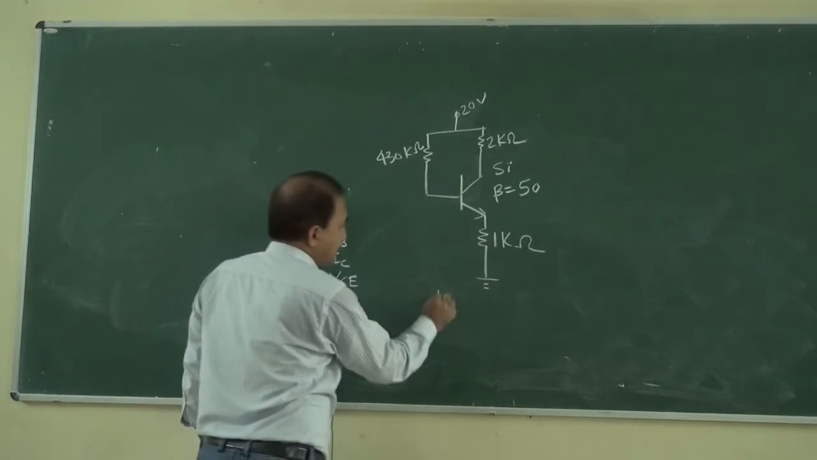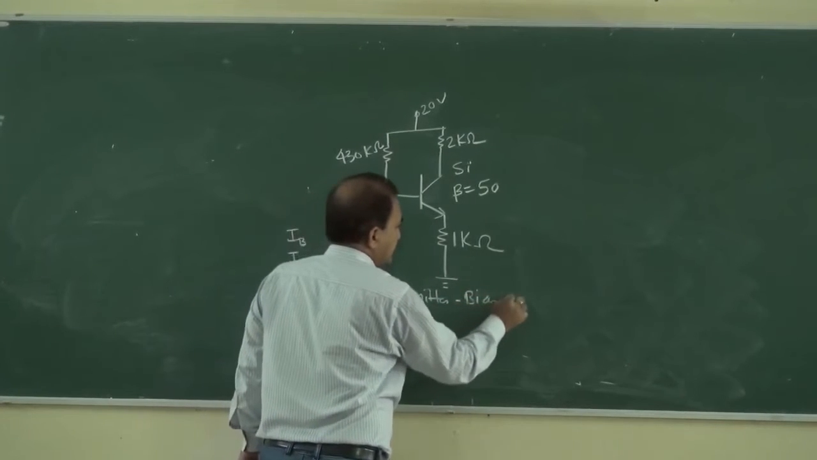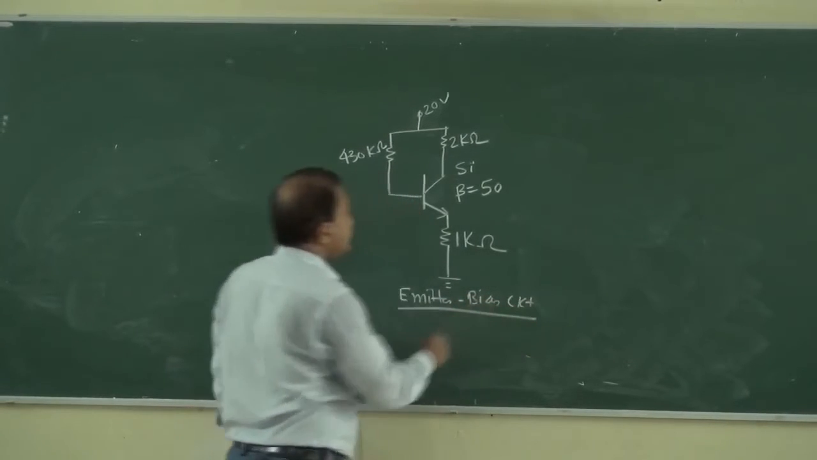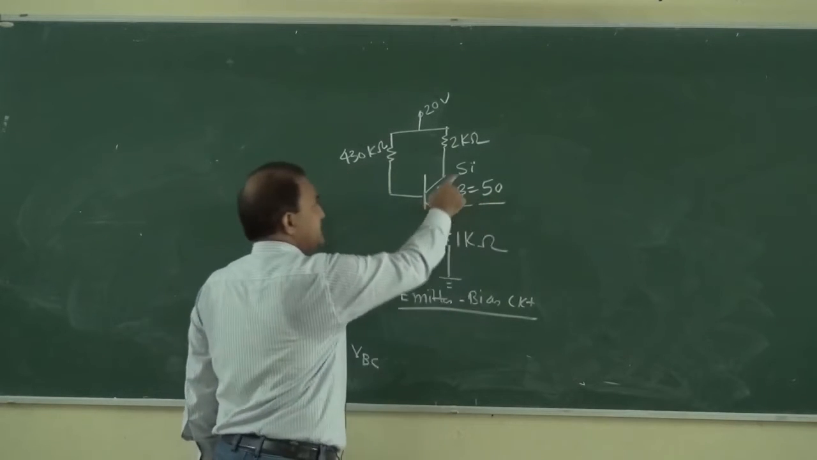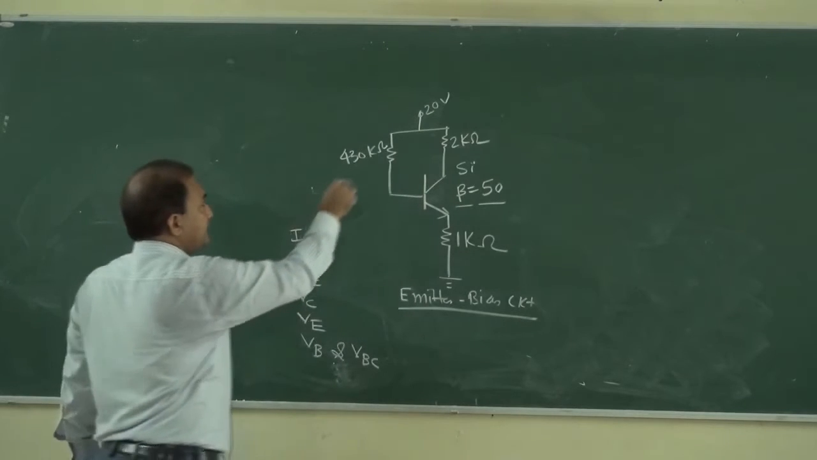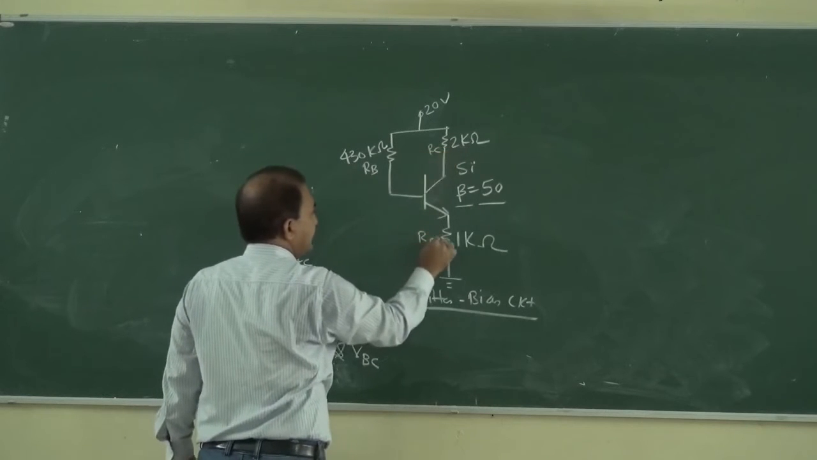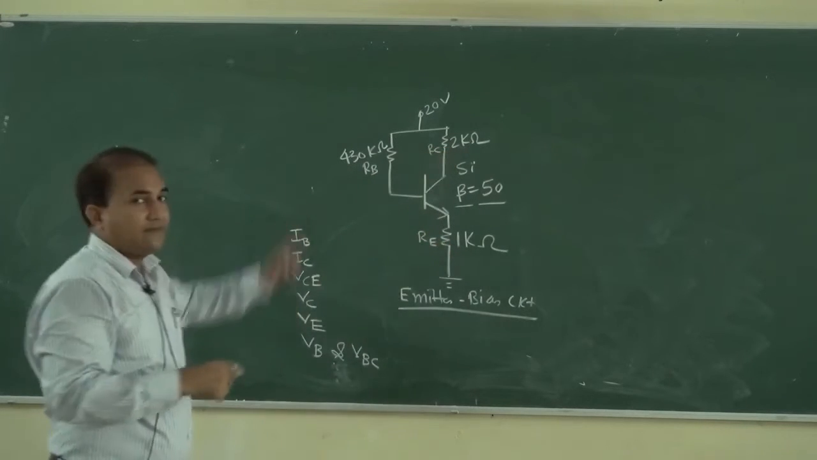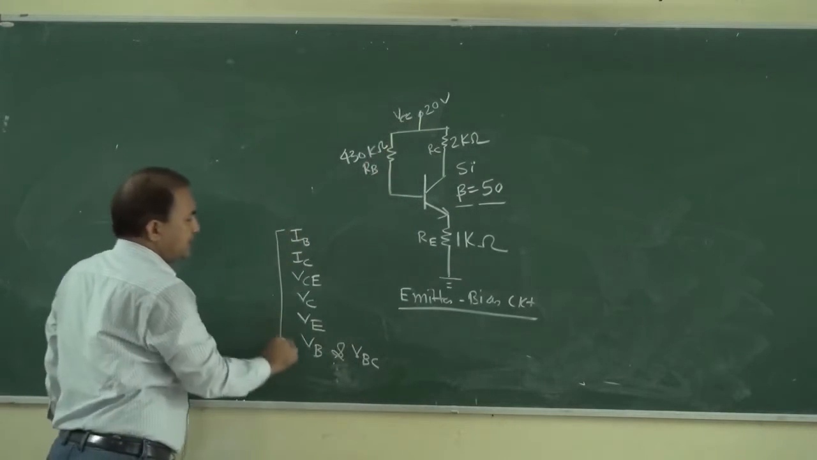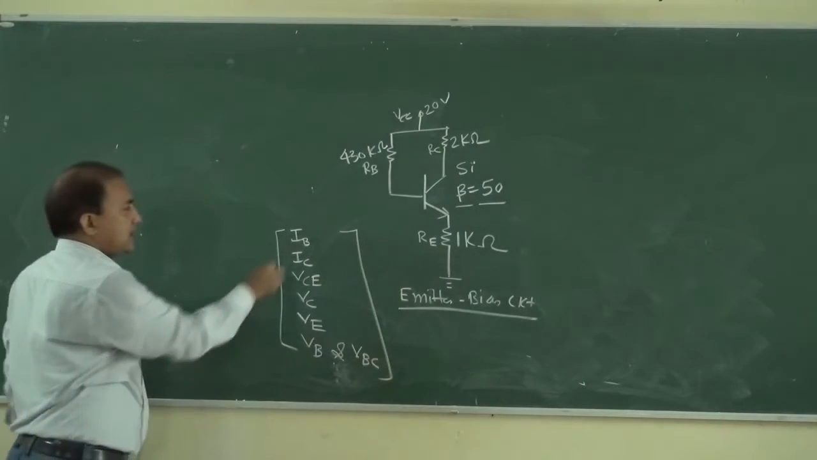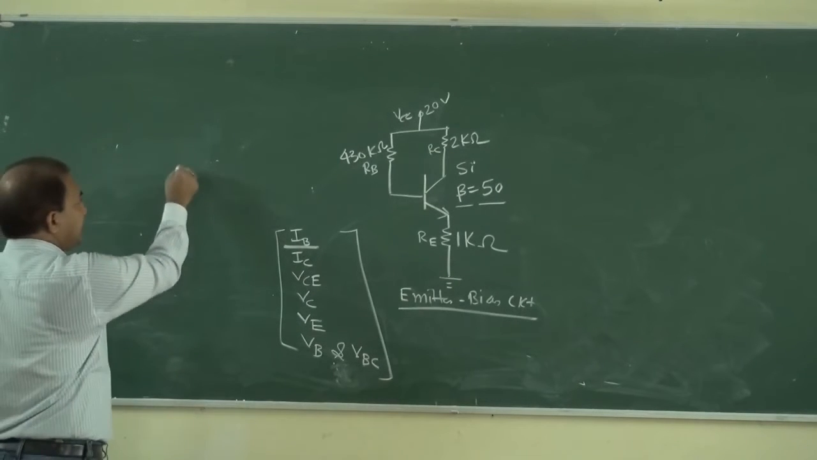This circuit is an emitter bias circuit. In this emitter bias circuit, the beta of this transistor is 50 and it is made up of silicon. The values of RB, RC, and RE are given, and the value of VCC is also given. Okay, so we have to determine these values. What is the value of IB? Okay, so how can we determine it? We can determine it like this.